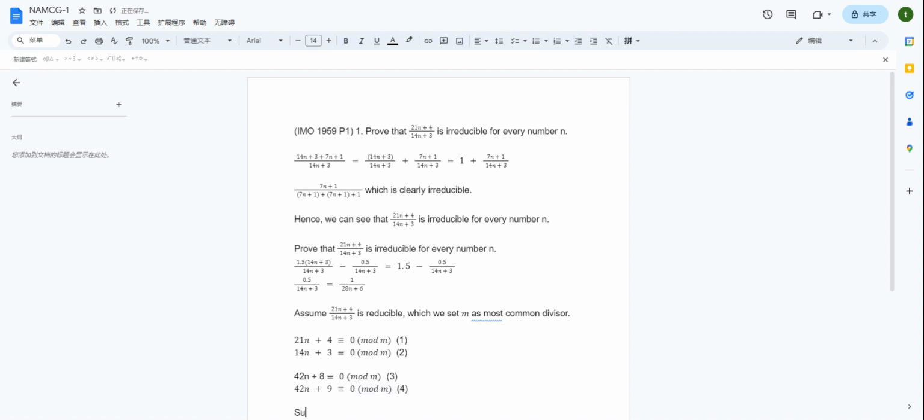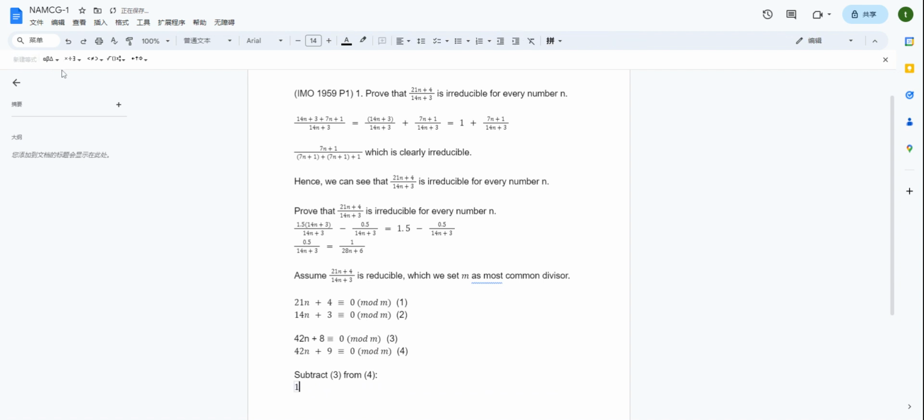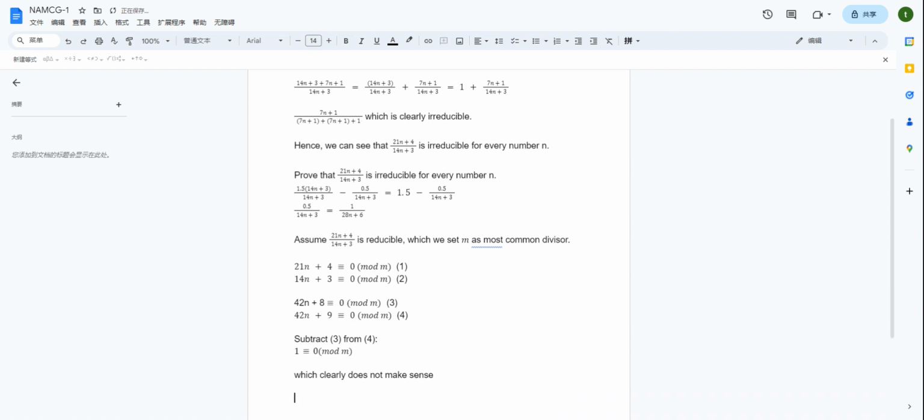And you subtract 3 from 4, which in this case you will get 1 is 0 mod m, which clearly does not make sense. Hence, the assumption is false, which means that the most common divisor is 1, which means that this thing is irreducible.